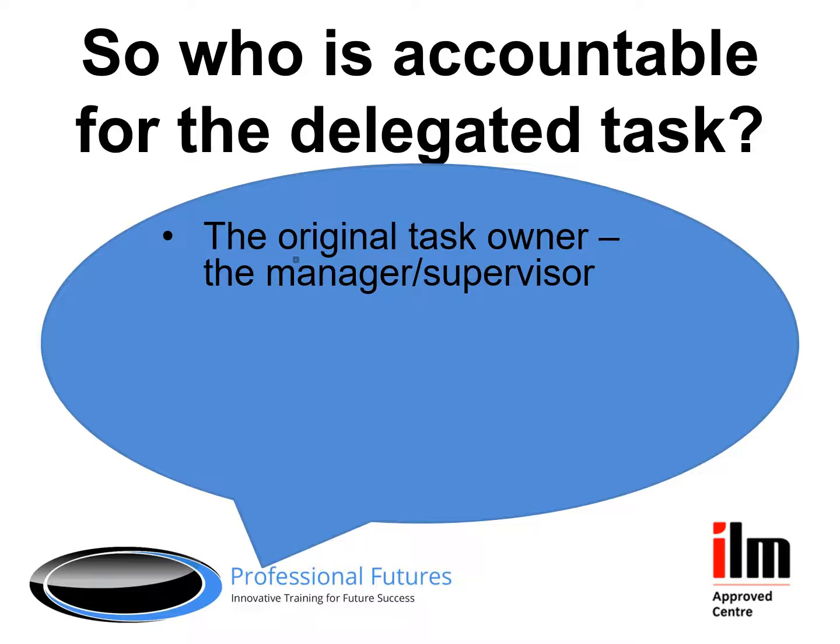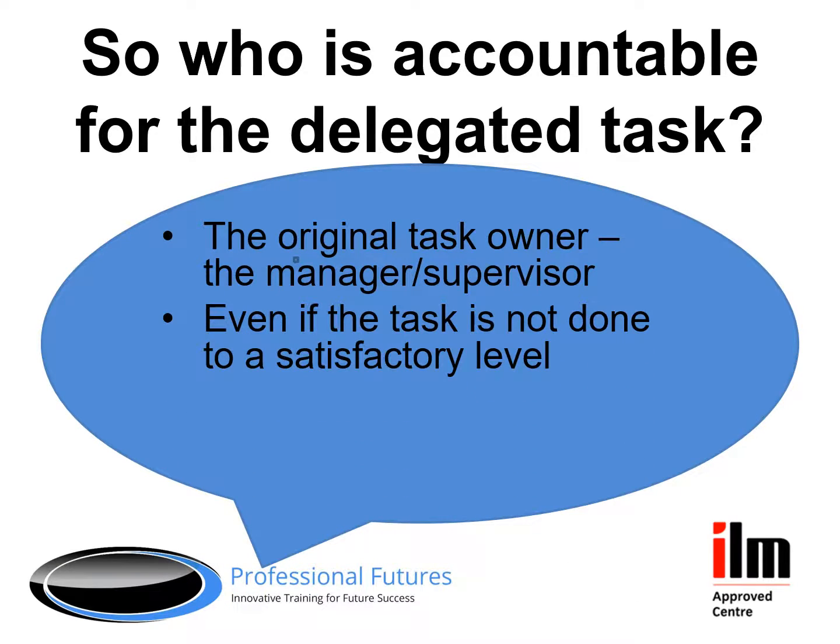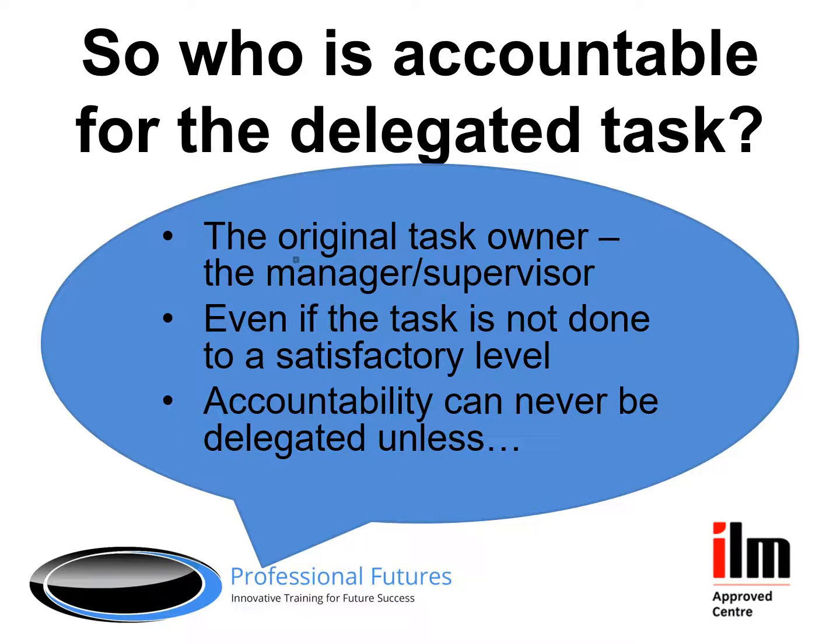Even if that task is not done to a satisfactory level, the accountability for that task still remains with you. The responsibility for ensuring that the task is delegated effectively and well still lies with you. So if you are held accountable for the outcome of that task, you should, in theory, ensure that the person you delegate to absolutely understands what's required. Accountability can never be delegated unless you're actually going to give that task to that individual on a permanent basis.